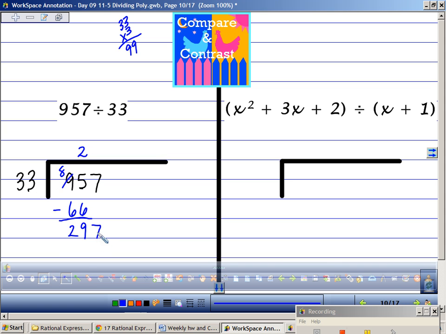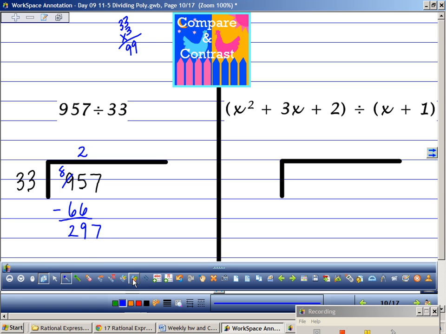Well, I don't want to look at 33 into 297. I just want to look at how much 3 goes into 29. How much does it go in?